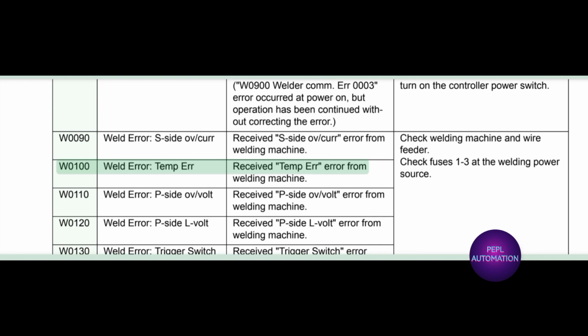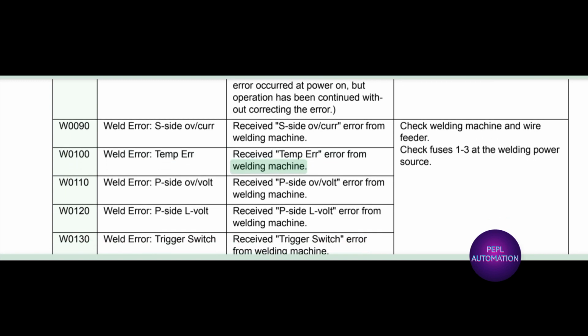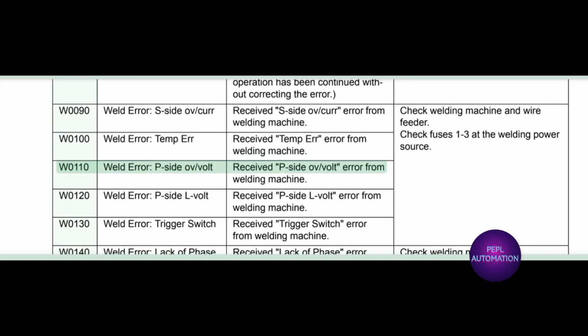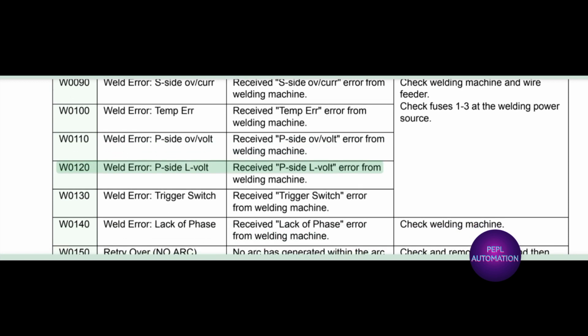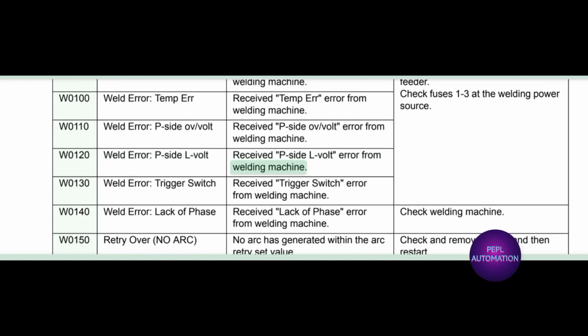W0100 weld error, temper received. Temper, error from welding machine. W0110 weld error, P side OV, volt received. P side OV, volt, error from welding machine. W0120 weld error, P side L volt received. P side L volt, error from welding machine.